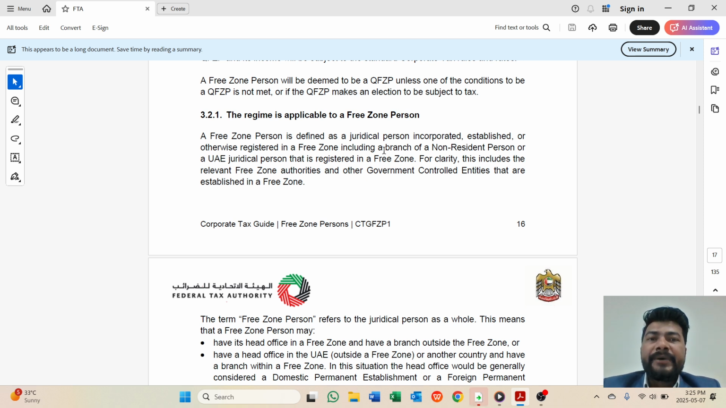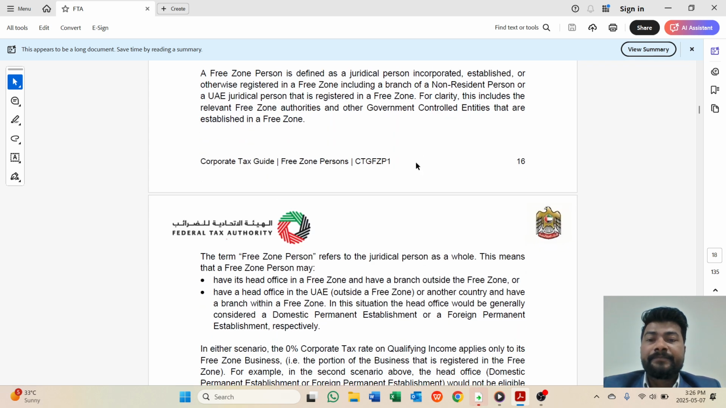It means your company should be registered in the free zone, or even the branch, whether of a non-resident person or a juridical person of UAE. It means even a branch will be a qualifying free zone person if it is registered in the free zone.